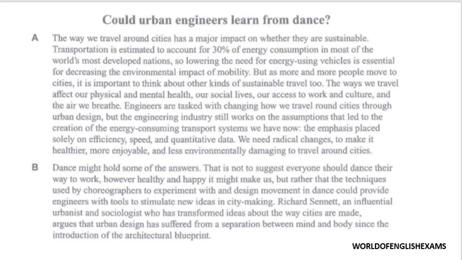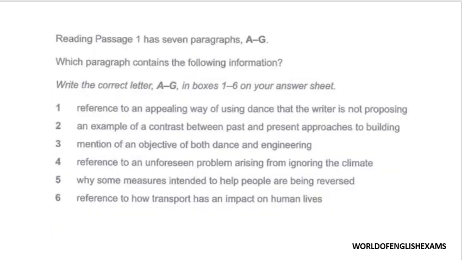Dance might hold some of the answers. So that means the paragraph is talking about something related to dance. So let's go back to the questions. The first question, you see, using dance. Then this sentence, does it say about dance? The second one, no, it's only about buildings. Then the third question, objective of dance. So you got two questions which are mentioning the term dance. So paragraph B could contain the information related to either of these questions.